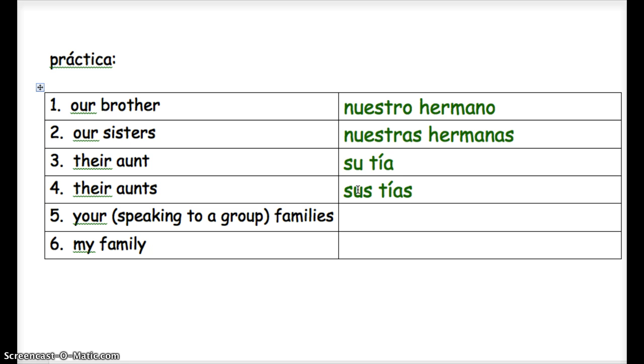How about your families? You're speaking to a group of people. Families is familias, so it's plural. And we know the most commonly used one, su. Su and familias doesn't match as far as being plural. So we need to make su, sus. And finally, my family. Familia, singular noun. So mi familia. Since mi doesn't end in o, you can't make it agree, masculine or feminine. Mi is just mi.